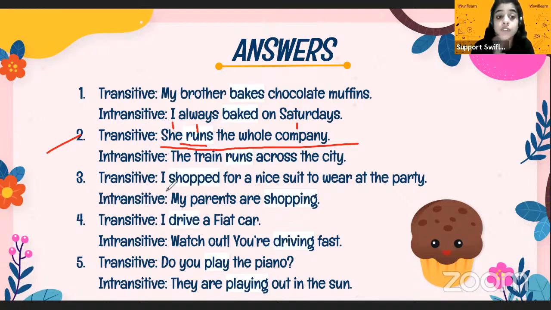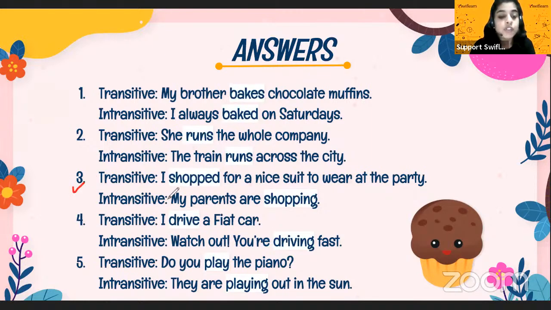Now, how to use the same verb intransitively, without the object? The train runs across the city. Here I am not getting the answer to what the train runs. I am getting the answer to where the train runs. But I don't need the answer to where. I need the answer to what. I'm not getting the answer to what. Hence, runs is the intransitive verb, no object.